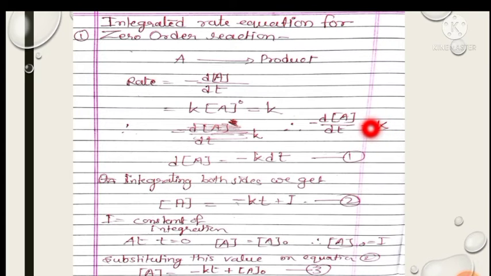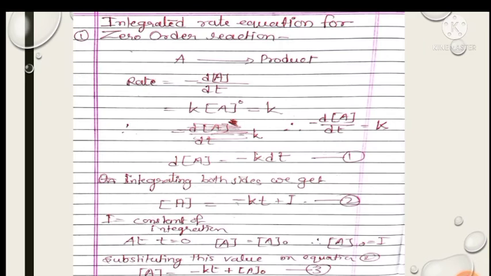Now you have to rearrange the equation. So it will be d[A] is equal to minus k dt. We shift the dt to the right side, and this is equation 1. Now on integrating both sides, we have to integrate equation number 1. When you integrate, the d sign will go away and it will be [A], the molar concentration of A, is equal to minus kt plus I. Here I is the constant of integration.